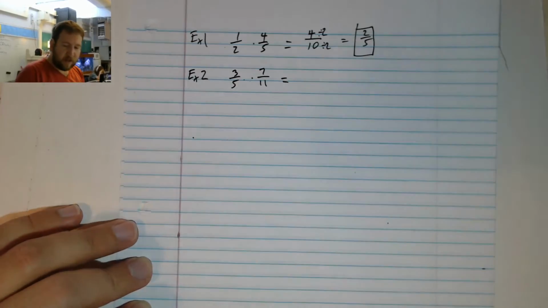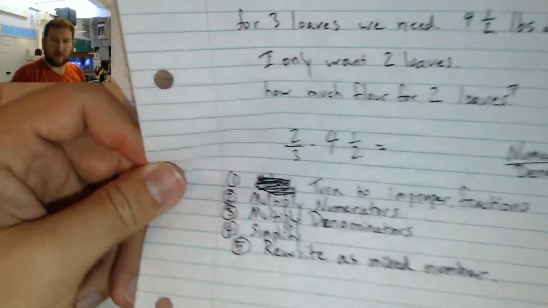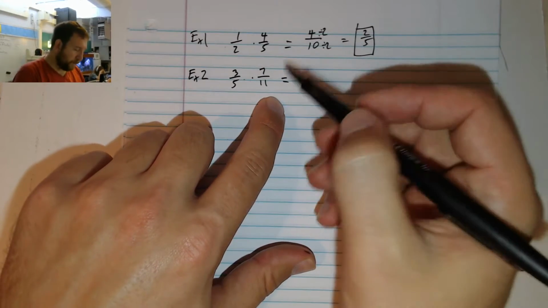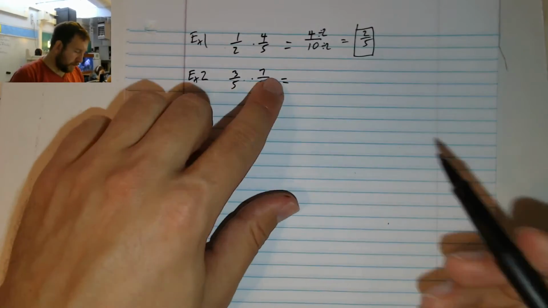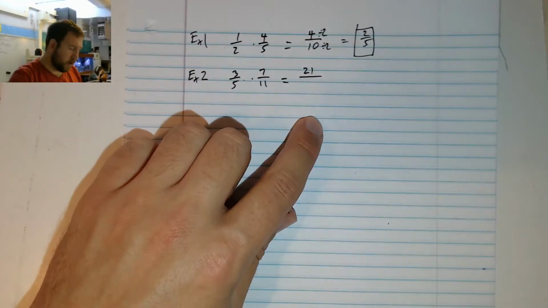So I'm going to do the same thing that I did before. First, turn to improper fractions. Oh, well, I'm good. I don't have to do that because I don't have any mixed numbers that I need to break up. Next thing, multiply numerators. Okay, 7 times 3 is 21. That's one of those facts I should probably know.